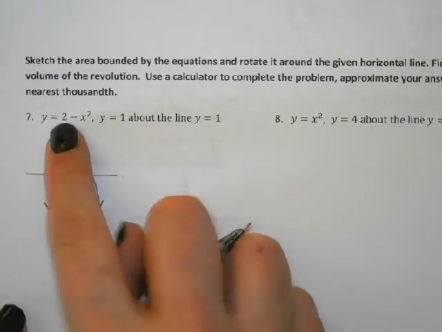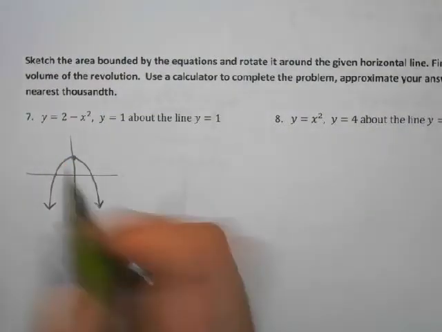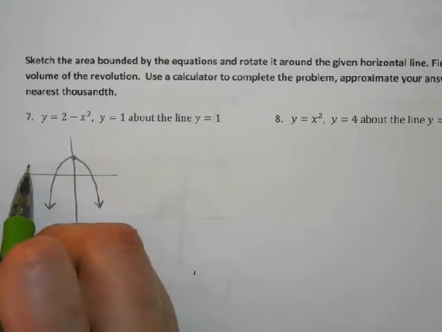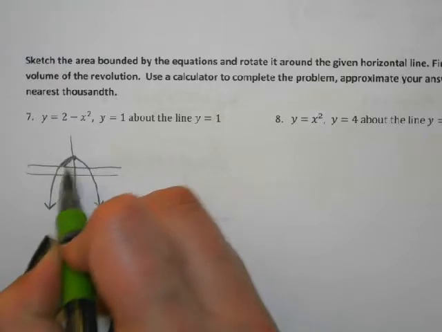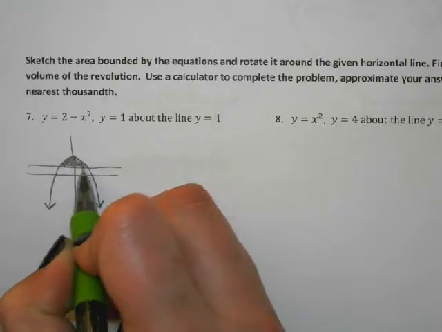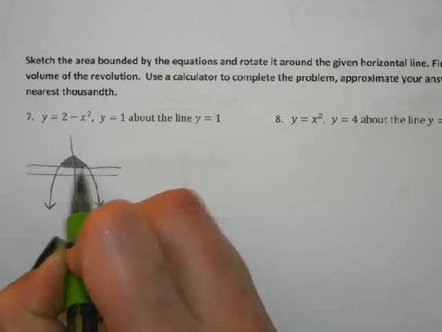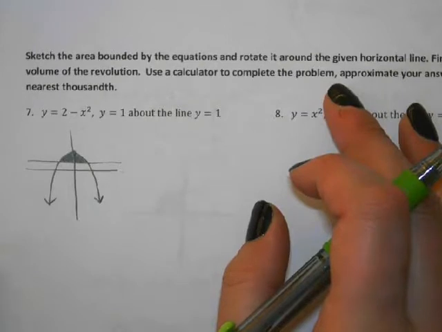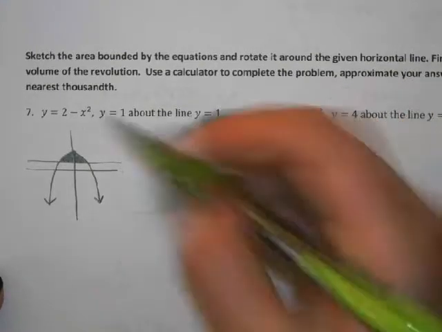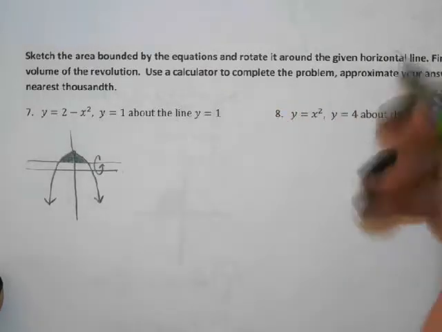So in terms of x's, I have an upside down parabola. Another line on the graph is the horizontal line, y equals 1. And this time I'm rotating it around the horizontal line, y equals 1. So this time it's going around here instead of going around the x-axis.